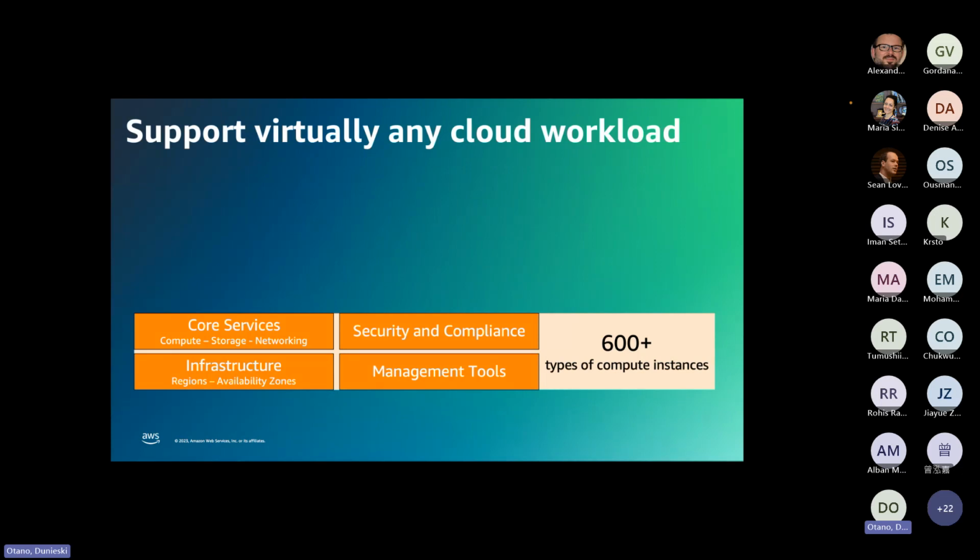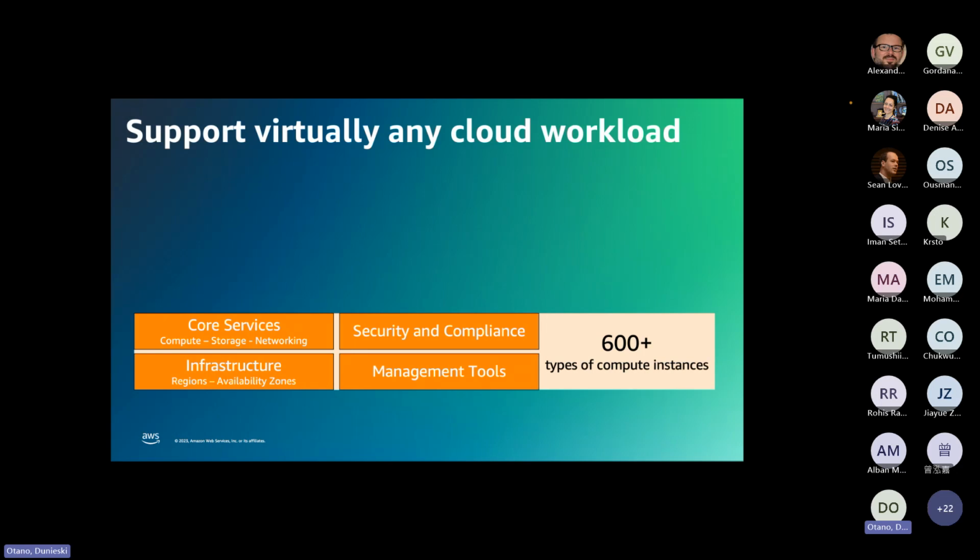And the infrastructure is comprised of regions, which are geographical locations around the world, and also availability zones, which are part of the regions, right? So a region has at least two availability zones for high availability, right?